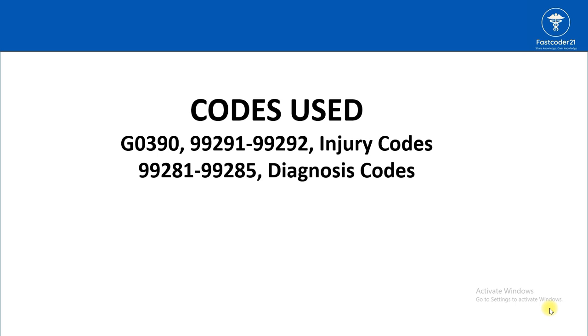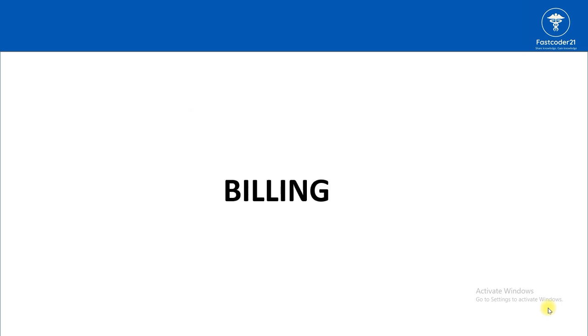So what are the codes used in trauma coding and ER coding? In trauma coding, we will use G0390, 99291, 99292, as well as for the diagnosis, we need to use injury codes. Whereas in ER coding, as all of us know, we will use 99281 to 99285 along with diagnosis codes. In billing perspective, trauma coding needs complex services as well as resources. So trauma coding has high billing for cases, whereas ER coding has low to moderate resources.